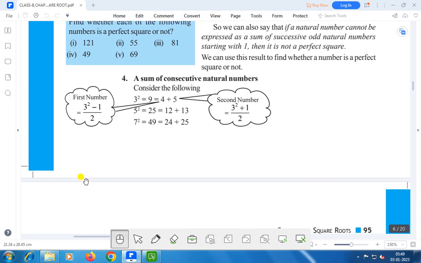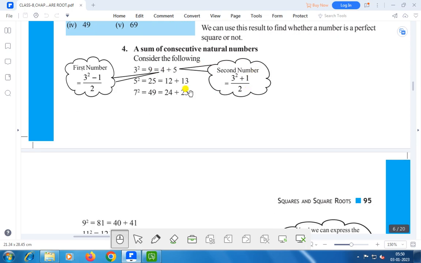A sum of consecutive natural numbers. Consider the following: 3 square is 9, that is 4 plus 5. The first number is (3 square minus 1) by 2. The second number is (3 square plus 1) by 2. 9 plus 1 is 10, by 2 is 5. 4 plus 5, right? The sum of consecutive natural numbers, 4 plus 5.